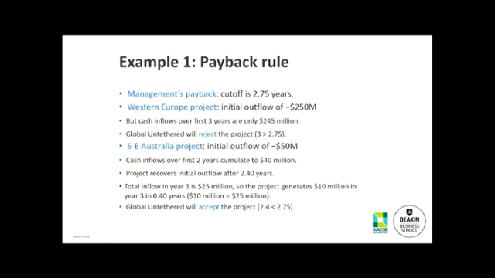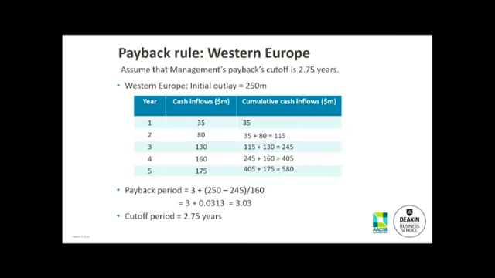The first project, initial outflow is 250 million, right? Its initial outflow is 250 million. Let's look at how it looks about its cash flow. In these slides, we have the cash flows of the first project. Year 1, 35 million. Year 2, 80 million. Year 3, 130 million. Year 4, 160 million.